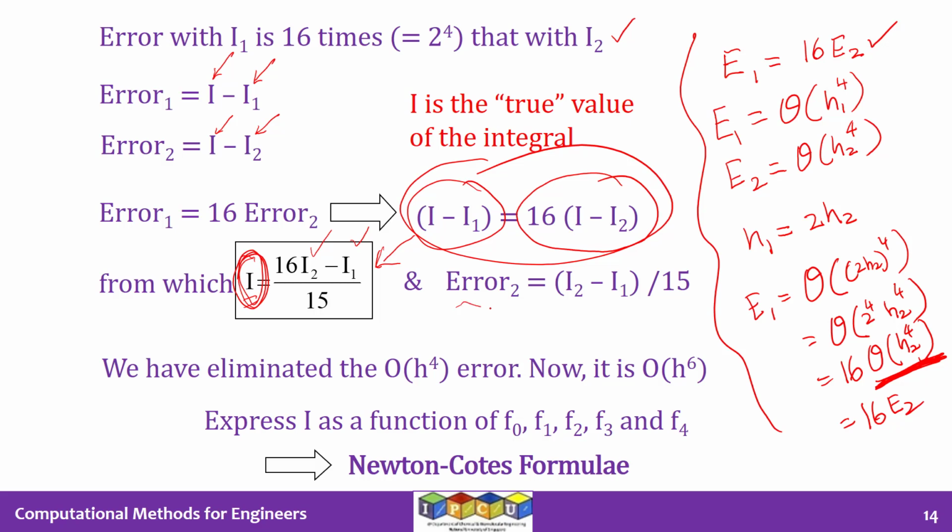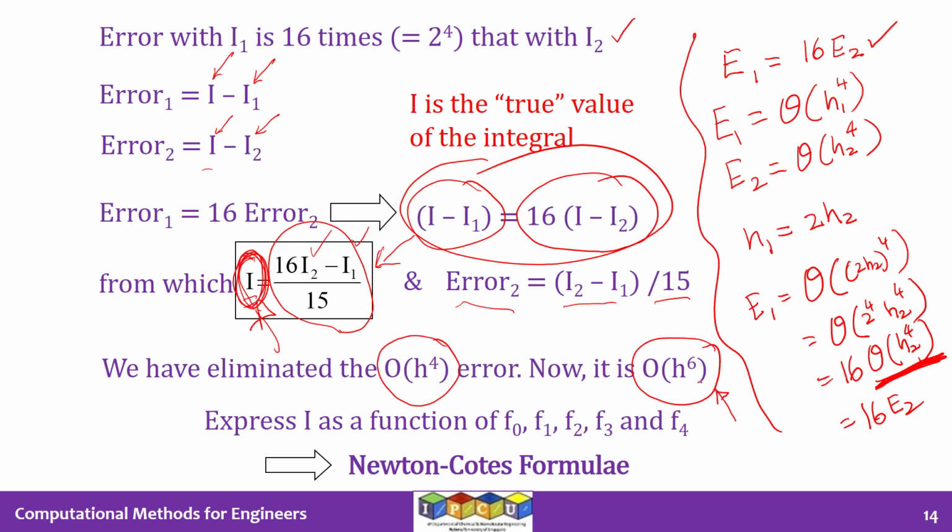Now error 2 will be I minus I2. So from this I you can subtract I2, which will result in the error 2 being (I2 minus I1) by 15. So in this process, what we have done is we have eliminated the order of h to the power of 4 error. I will now have an error of the order of h to the power of 6. We can show that. Now, what have we gained?